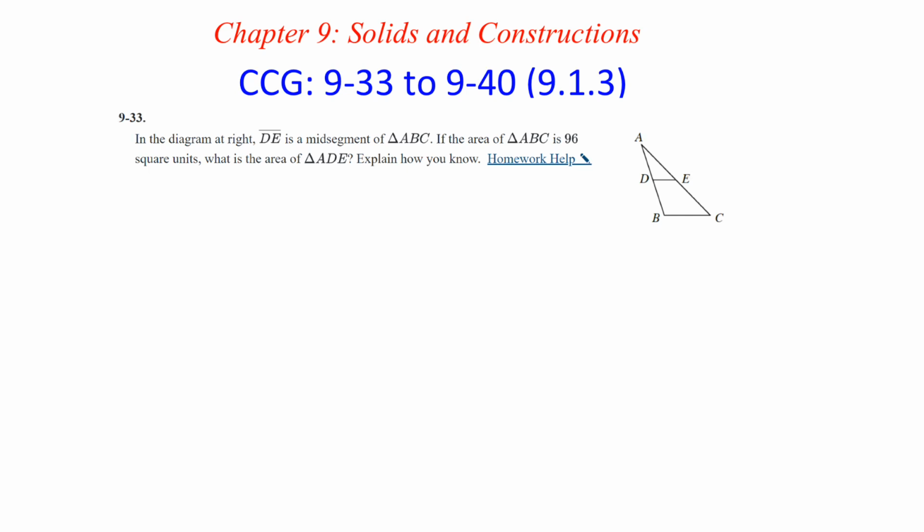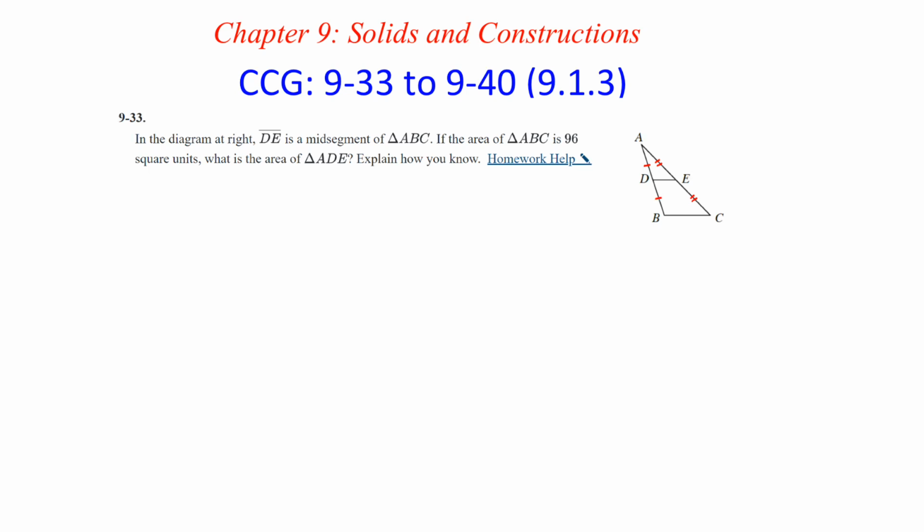Question 33. In the diagram at the right, line segment DE is a mid-segment to triangle ABC. So if it's a mid-segment, then we know that AD and DB are congruent, and we know that AE and EC are congruent. If the area of triangle ABC is 96 square units, what is the area of ADE? Explain how you know.